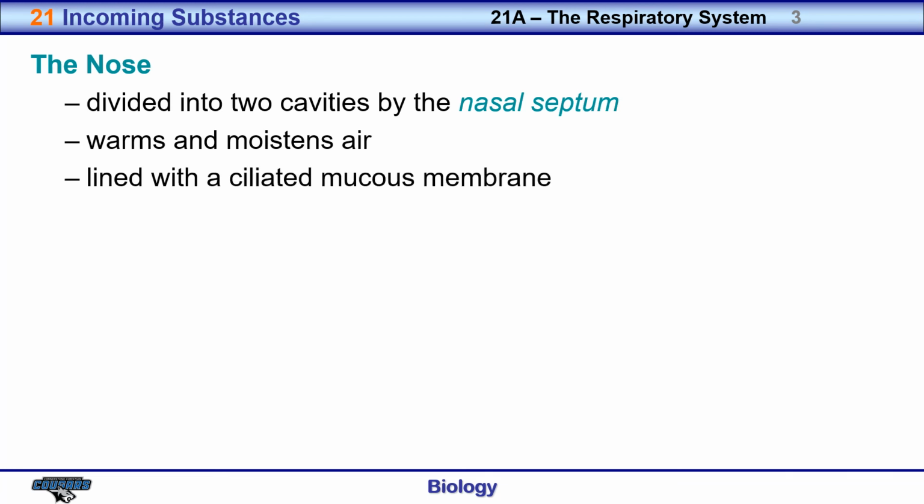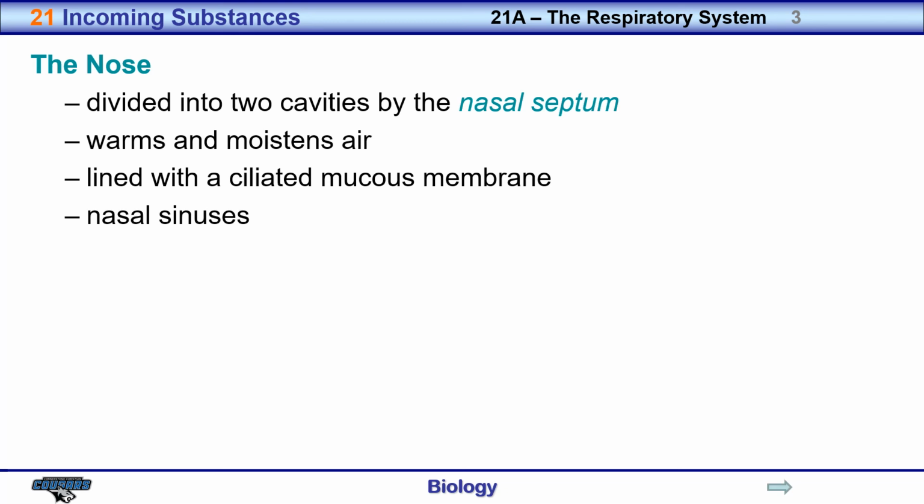Okay, now the nasal cavity is lined with ciliated mucous membrane, and you can tell that the mucus is going to be formed there, and it has a special purpose, and its purpose is to filter out bacteria and smoke and dust particles out of the air.